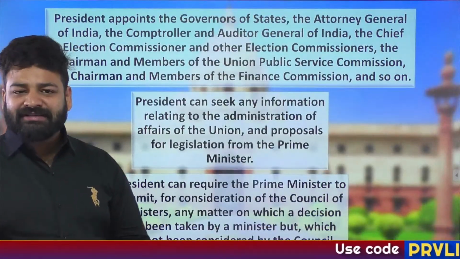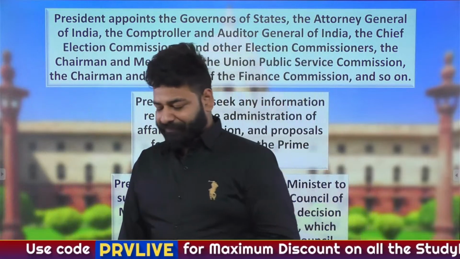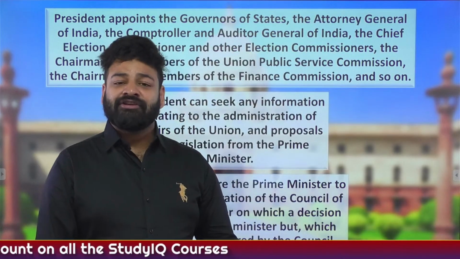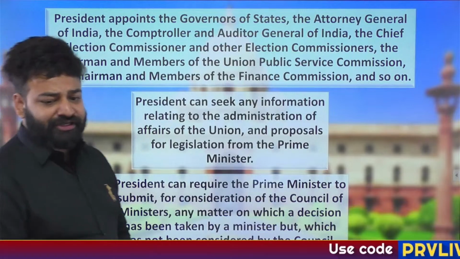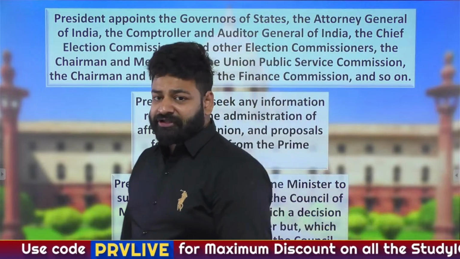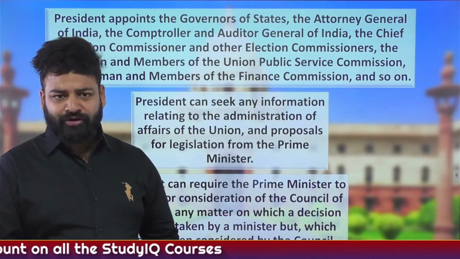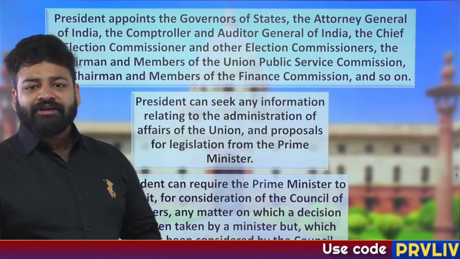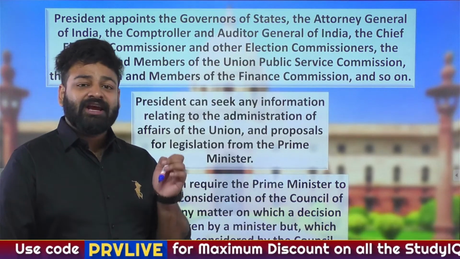Further, the President appoints the governors of the states as well. Remember, the governors of the states are also appointed by the Union, and inside the Union, it is the President of India, along with other constitutional authorities: the Comptroller and Auditor General under Article 148, the Attorney General of India under Article 76, the Chief Election Commissioner, the UPSC Chairperson and members, and the Union Finance Commission. They are all appointed by the President of India.